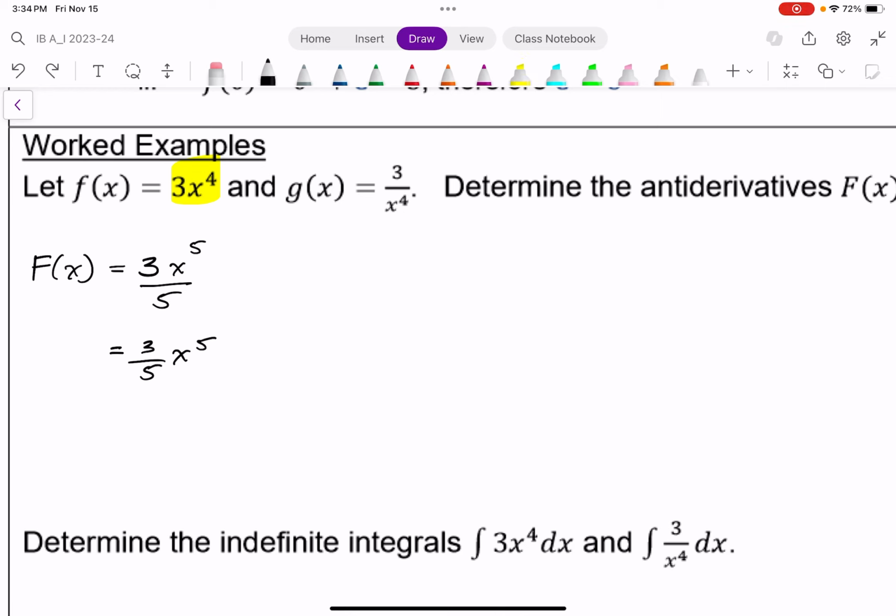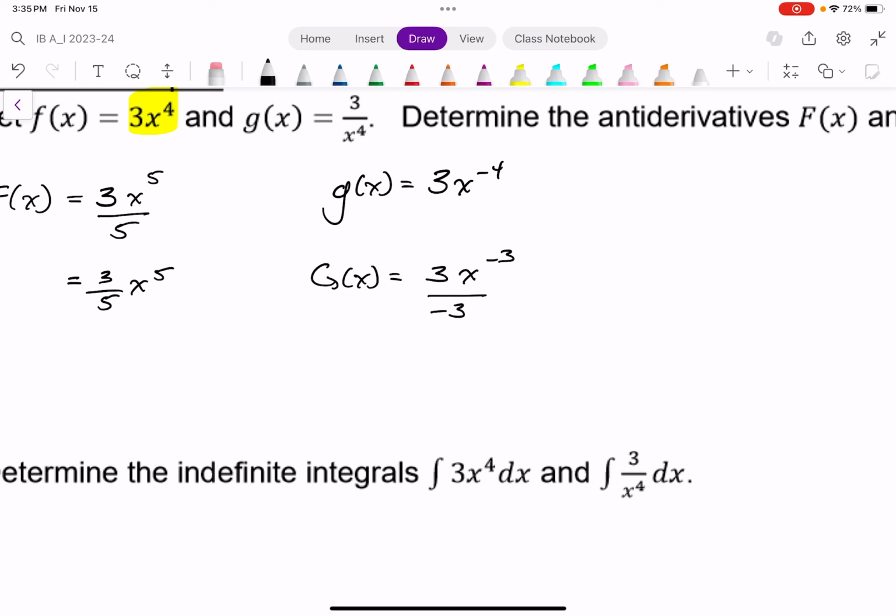For the antiderivative of g of x, before I actually do that, I first like to rewrite g of x with a negative exponent, so 3 times x to the negative 4. Because whether I'm differentiating or anti-differentiating, this form is quite helpful. Now, same idea. I want to find the antiderivative. My coefficient, I'll leave as is. For x, I want to add 1 to negative 4, which is negative 3, and whatever power I have there, I write here as well.